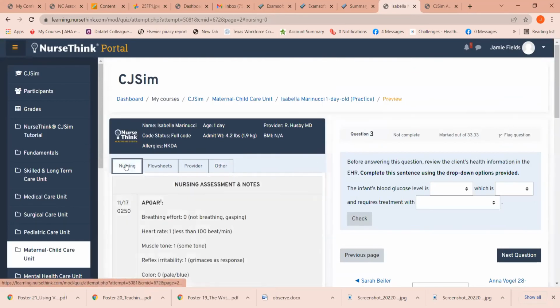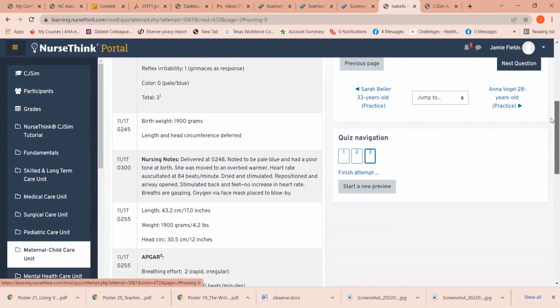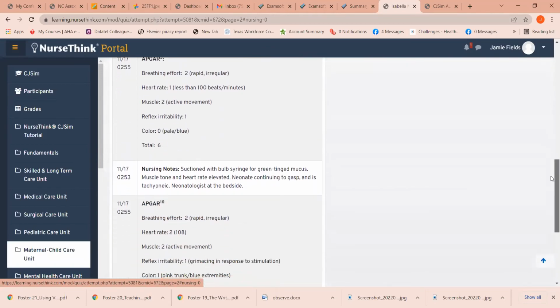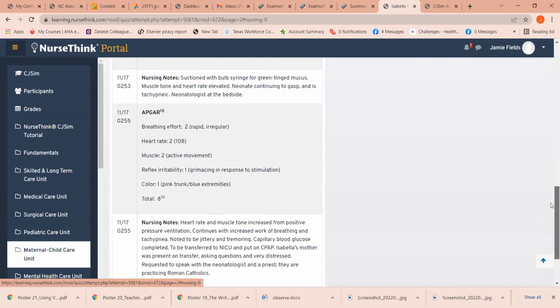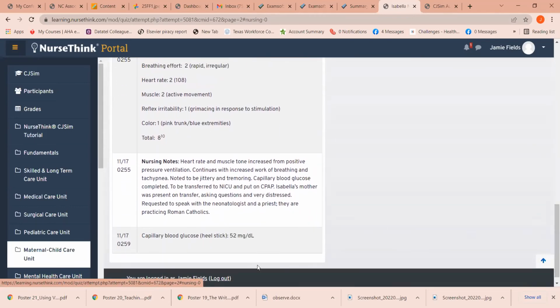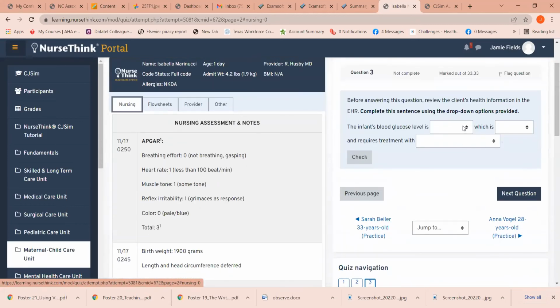Okay. Let's go back to nursing. Let's go further down. Okay, here we go. We got more notes. I'm scanning for the blood glucose. Capillary blood glucose 52. Okay.